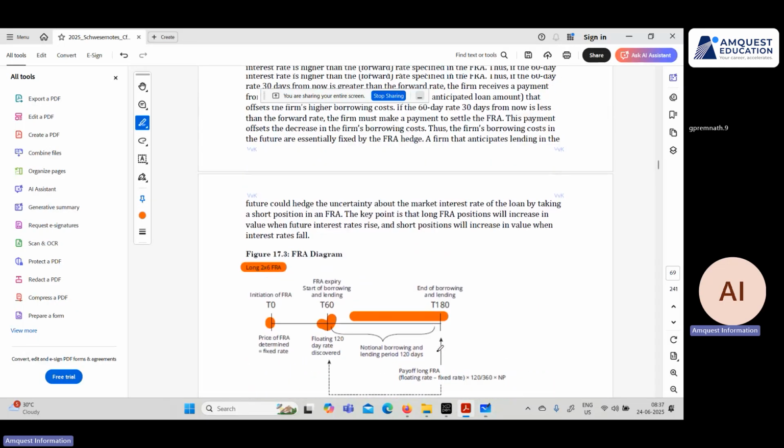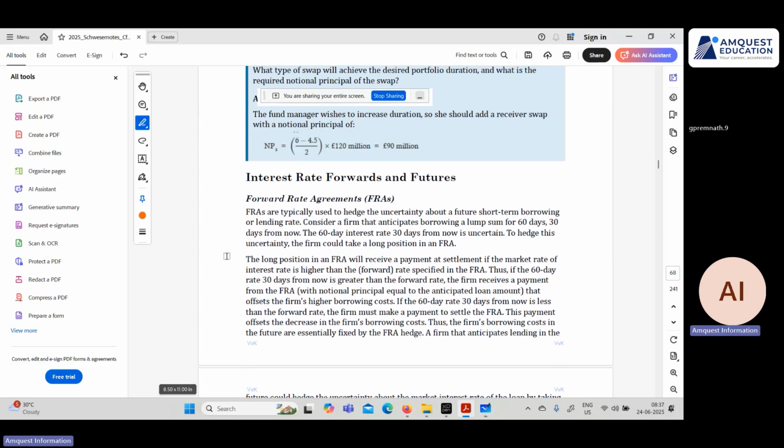Let's look at this. The long position in an FRA will receive the payment at settlement if the market interest rate is higher than the forward rate of the FRA. Right? So basically, when I lock in at a price of 5%, and if the interest rate is more than 5%, I'll receive the payment. So if the market interest rate is 7%, and we locked in at 5%, I'll receive 2%.